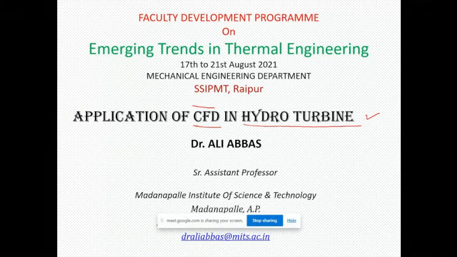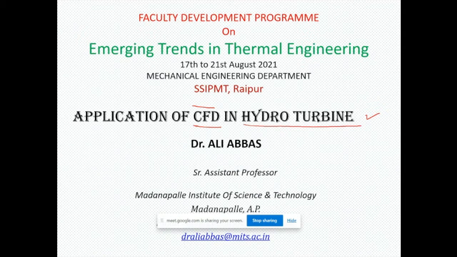The hydro turbine is a device used to extract the potential energy of water, which is available in the form of net head, and this device converts the potential energy into mechanical work. When you are designing a hydro turbine, the very important parameter we take into account is the efficiency. That is the first thing from the point of view of performance. Efficiency is basically the mechanical power divided by the total available energy across the turbine.